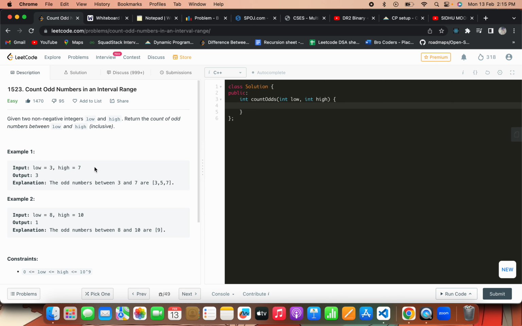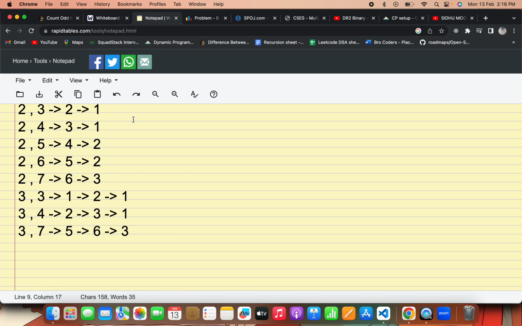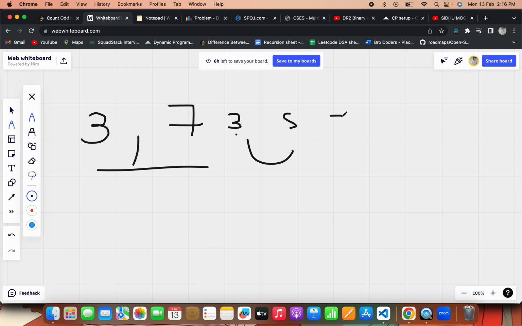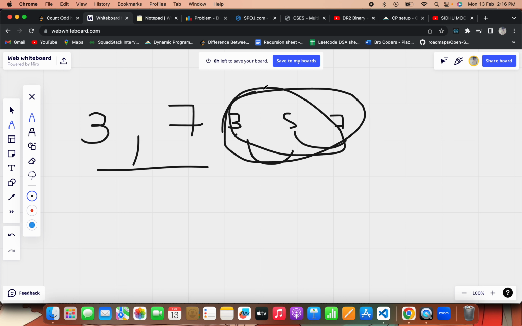A simple thing I can think of is first looking at 3 to 7. These are 3, 5 and 7, and from 8 to 10 it's 9 only. So first let's think of an approach. How will we tackle this problem? For example, we are given from 3 to 7. One observation is that when we iterate over a range, the odd numbers come at an interval of 2, meaning 3, then 5, then 7. That means that suppose we are given a range, then about half of it would be our answer, but there would be different cases possible here.